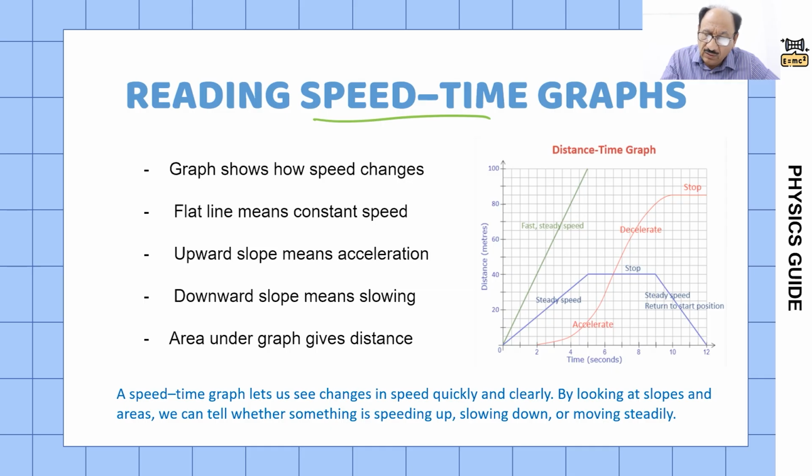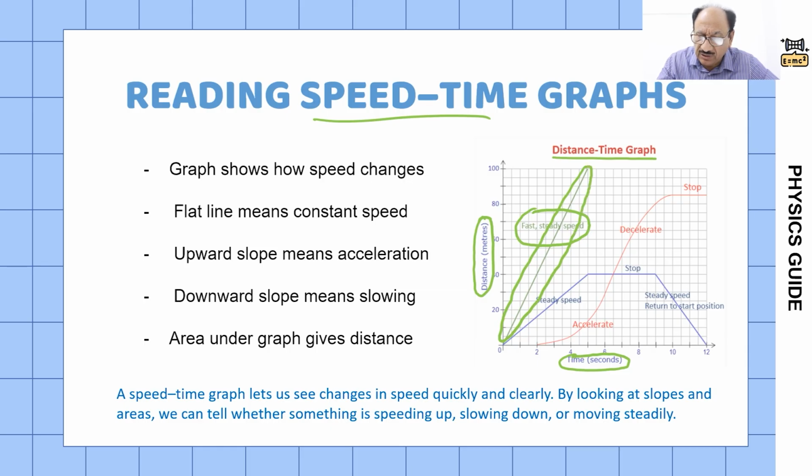So, here we have given the distance time graph. Distance is on the y axis and time we always take on the x axis, being the independent variable. So, if the graph is like this one, fast, steady speed. This green color graph is fast and steady speed because its gradient is more and higher than the other.